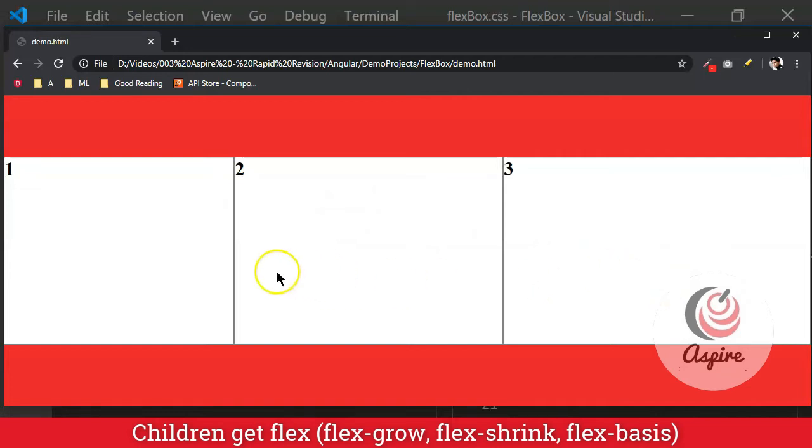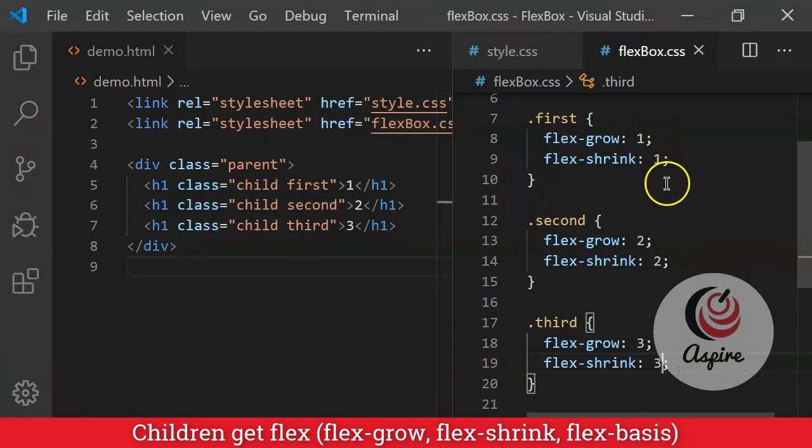Okay. So the rate of growth, or see, this much was the width of 1 anyways. So it has grown only this much. 2 has grown twice as much, and 3 has grown thrice as much. Okay, so this is what these relative flex-grow values mean.